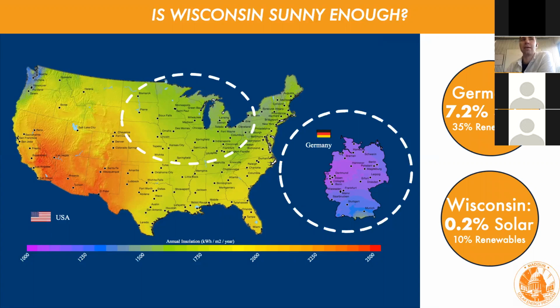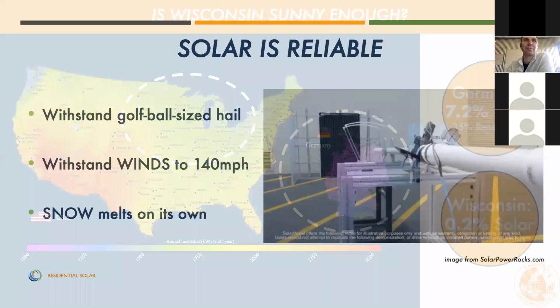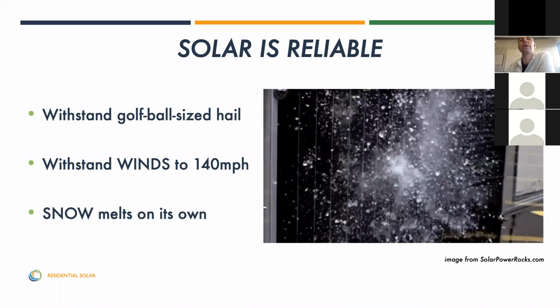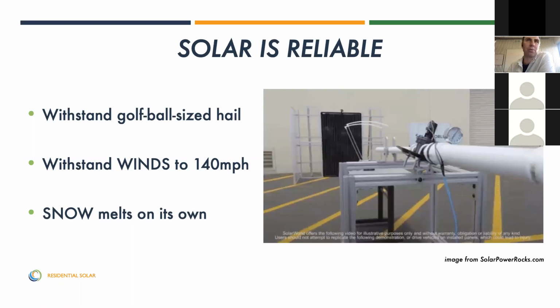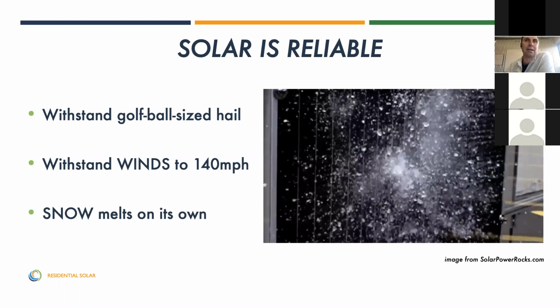But as you can see, we're actually more geared to produce solar than even Germany is. So the main takeaway from this slide is that if Germany can do it, we can certainly do it also here in the Midwest. Solar is also really reliable. I think a lot more reliable than a lot of folks think.